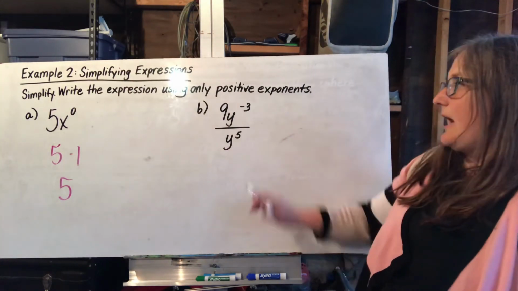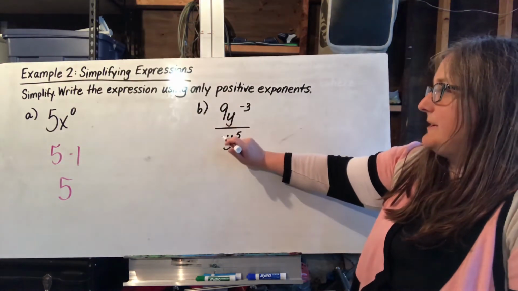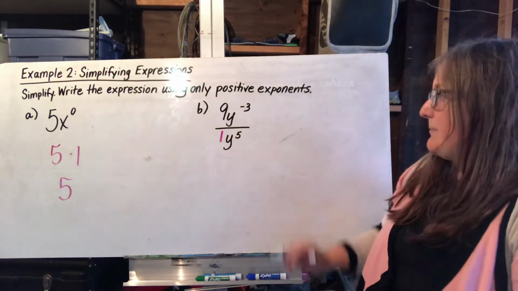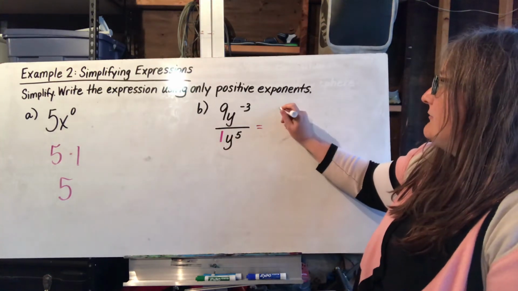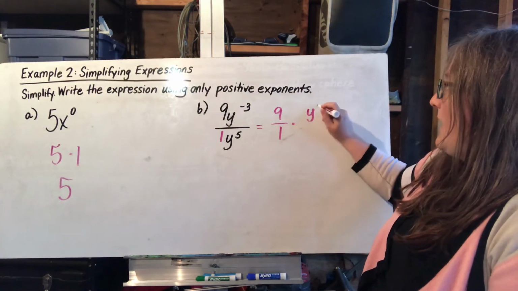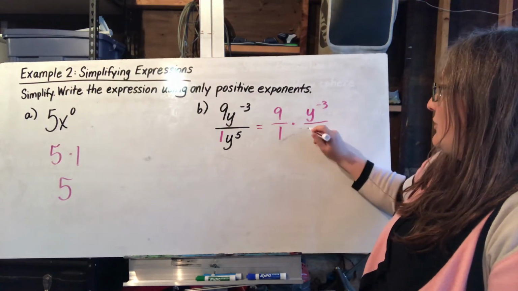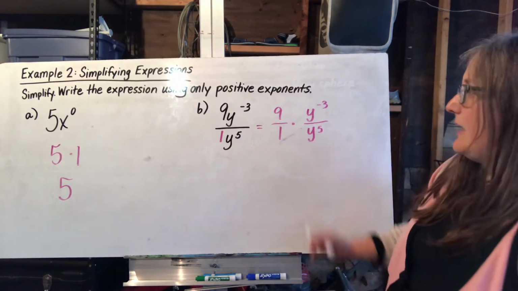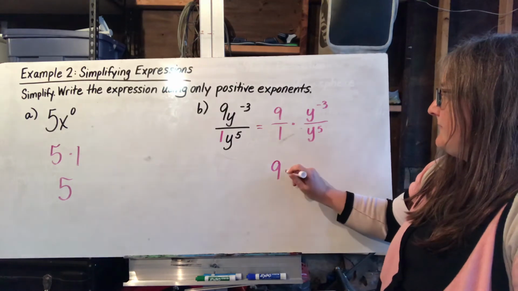On this one, I see that I have a number in the top, but not in the bottom. I can add in a ghost 1 here. And I'm going to separate these two. So I'm going to have 9 over 1 times y to the negative third over y to the fifth. And I'm going to simplify from here. So 9 divided by 1 gives me 9.